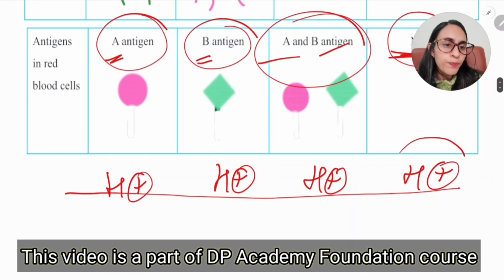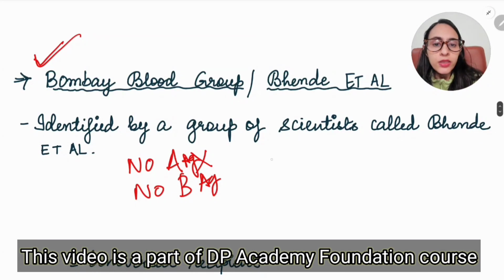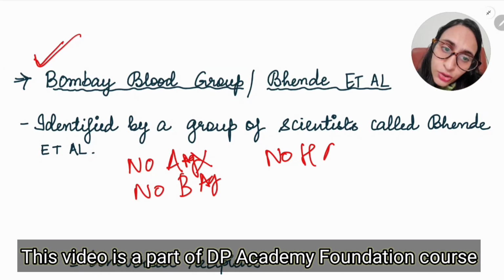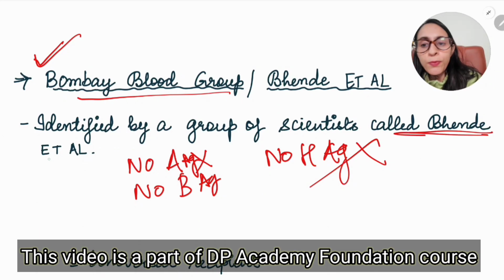Because in O blood group, H antigen is present, while on the other hand in Bombay blood group, H antigen is also not present. So that is why we call this person Bombay blood group. It was discovered in Bombay, which is why we call it Bombay blood group. So Bombay blood group is a special class of people. Hospitals keep a list of people who have Bombay blood group.